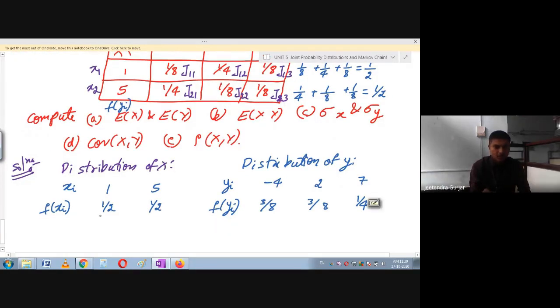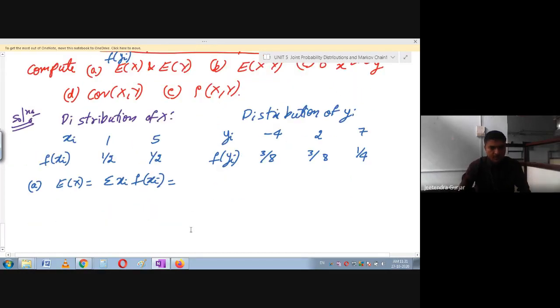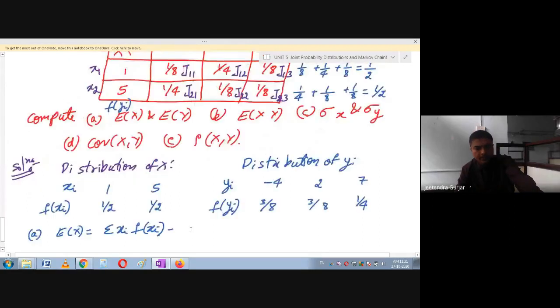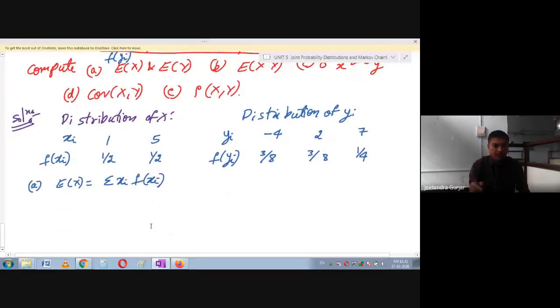Okay, students. So please remember the formula. First one I will go with the E of x. What is E of x? That is expectation, sum of all xi's into f of xi. I think you know the formula, or shall I write once again? Okay, no problem. I will write the formula completely. So you can see, very simple. What is sum of xi's and sum of f of xi's, which is equal to x1 f of x1 plus x2 f of x2.